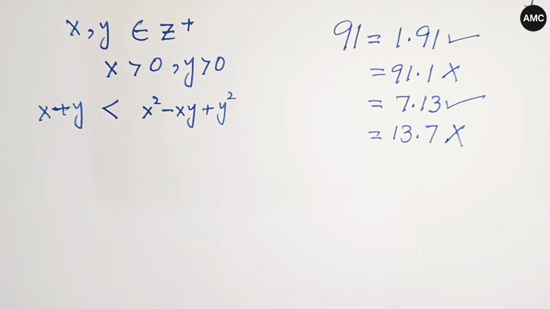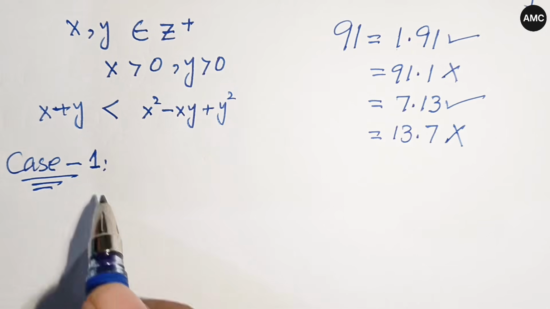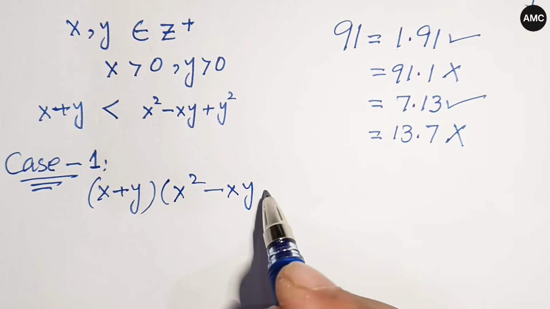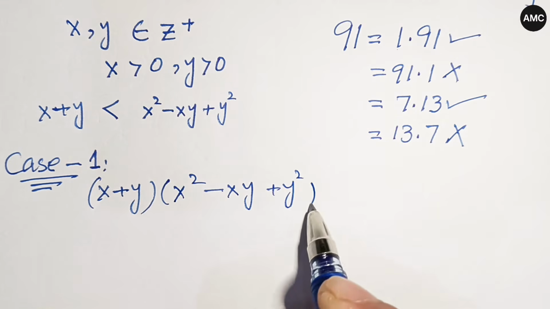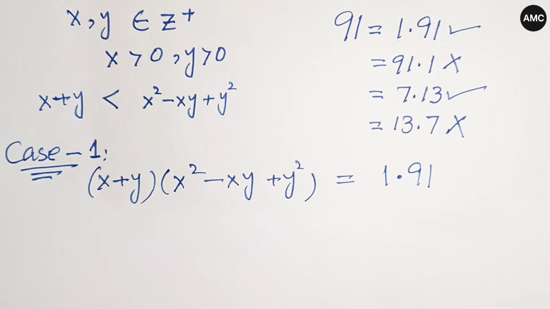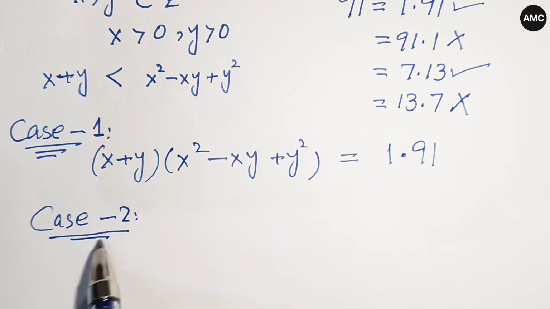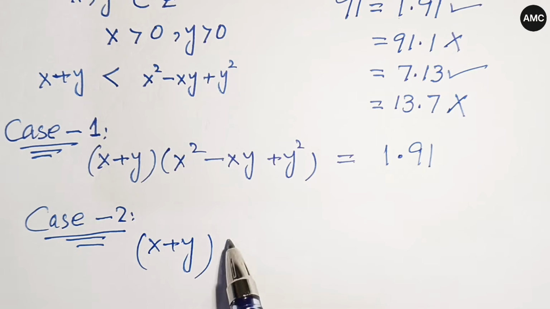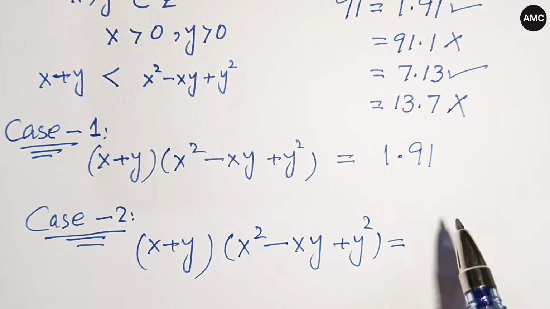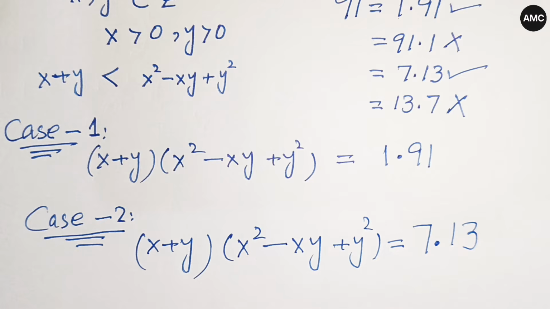Now we have to solve our case 1. Case 1 is given by (x plus y) times (x squared minus xy plus y squared) is equal to 1 times 91. Similarly, our case 2 is (x plus y) times (x squared minus xy plus y squared), and that is equal to 7 times 13. So we have to solve these two cases separately for the value of n.